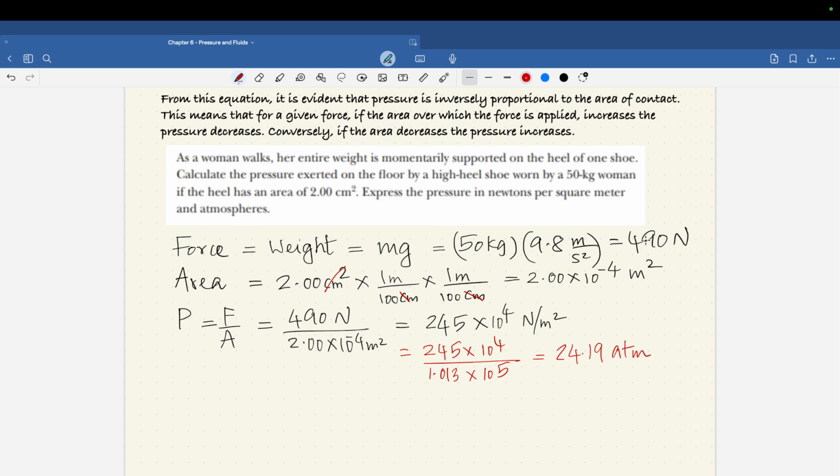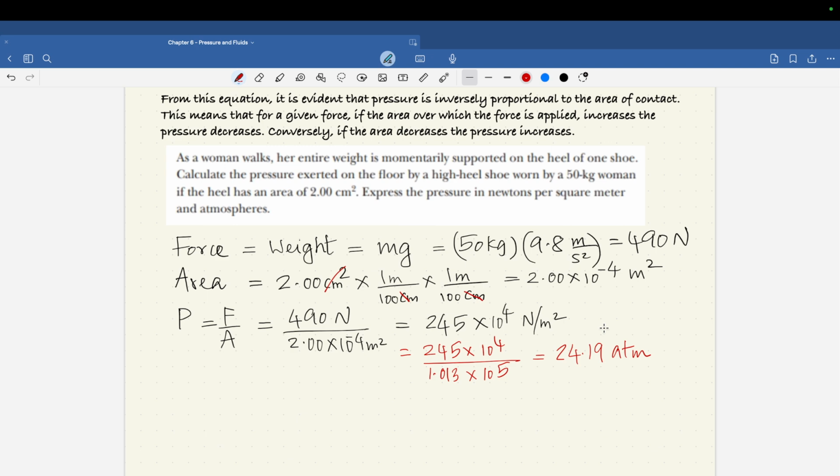So now we have the force and the area. All we got to do is divide them. When you divide them, you get 245 times 10 raised to 4 newton per meter square.